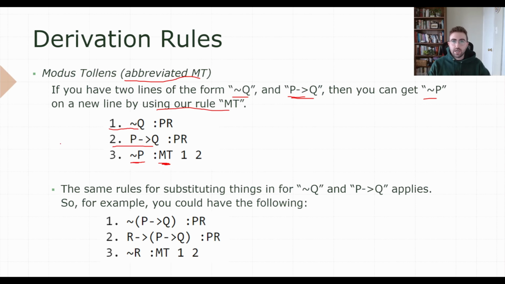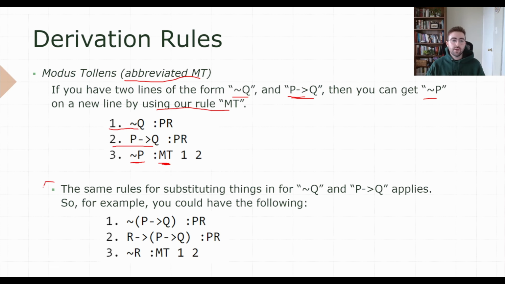So you can see how this is kind of the opposite direction of modus ponens. Whereas with modus ponens, if we had the left side, we could get the right side. In this case, if we have the negation of the right side, we can get the negation of the left side. So it's kind of like going backwards and reversing it. And I'll show you an example in a moment.